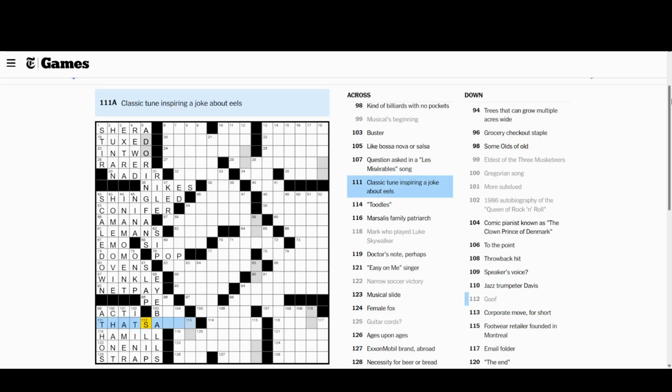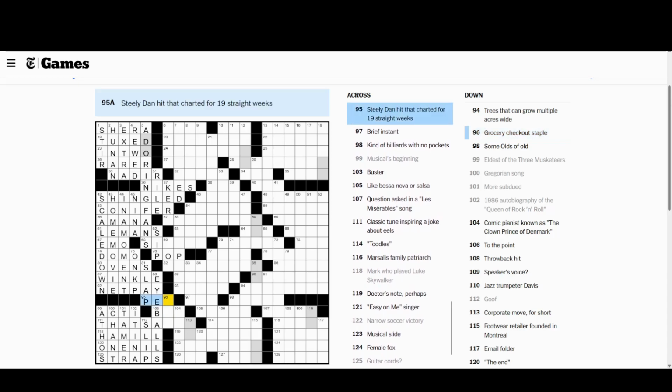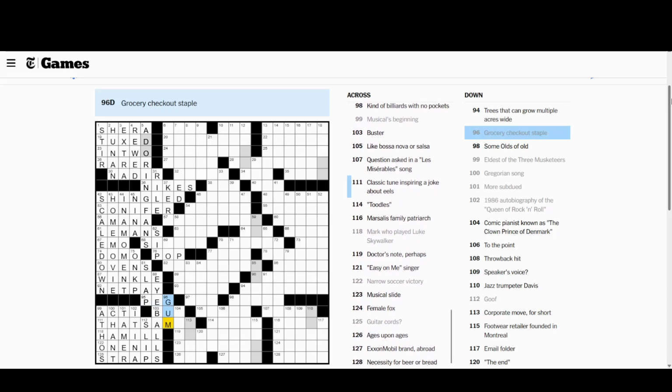And goof is gonna be slip. Buster. Grocery checkout staple. I think gum. Buster could be bud.